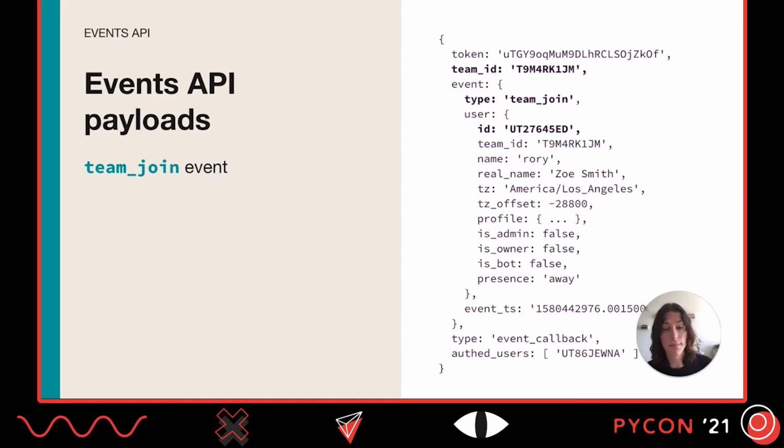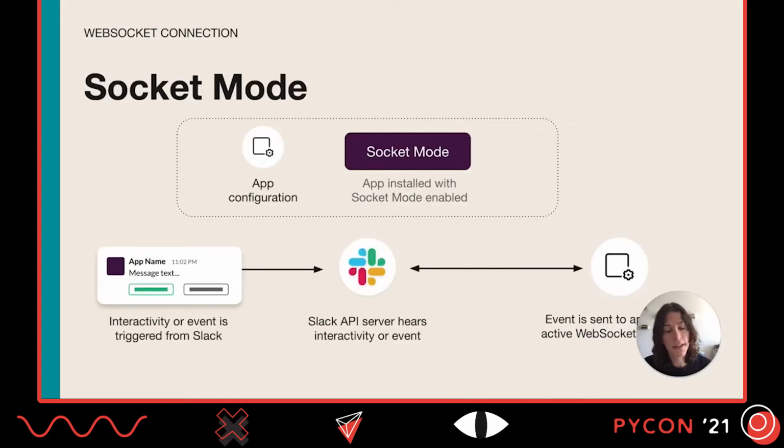And so events are typically sent via HTTP, but we also have socket mode if you are behind a firewall or some other restriction. And socket mode can be set up in the app configuration, and it allows you to receive these same events, but by setting up a WebSocket connection with Slack rather than receiving the events directly via HTTP.